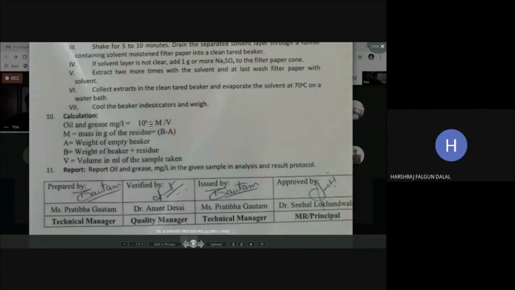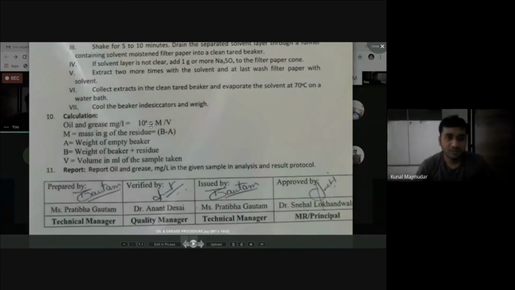Sir, 650 mg per liter. 650 milligram per liter.